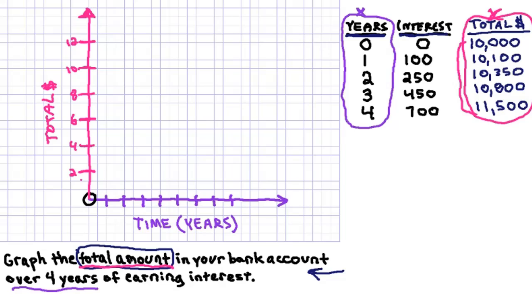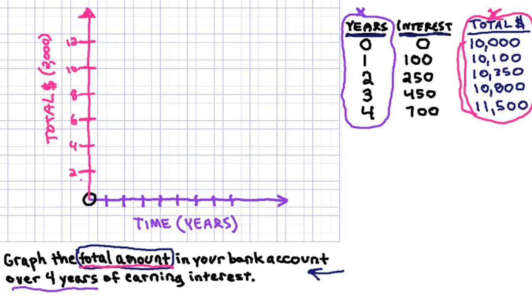So we're going to mark this where we say total money, and we're going to put in $2,000 increments. Now let's go back to graphing this. Now that we know what we're going to graph on our x-axis, the purple is the years, and the total amount in our bank account is going to be on the y-axis.